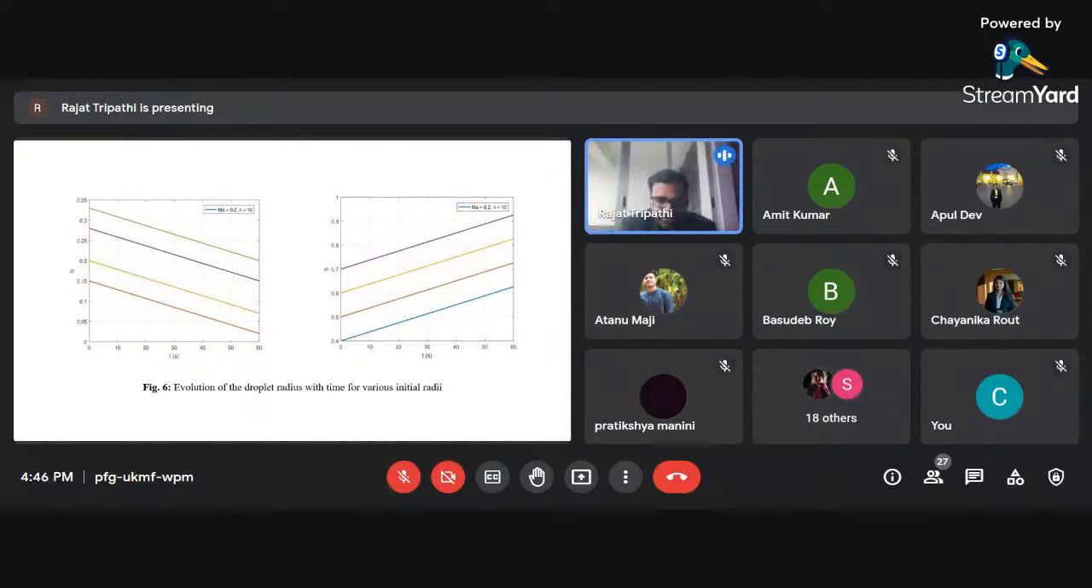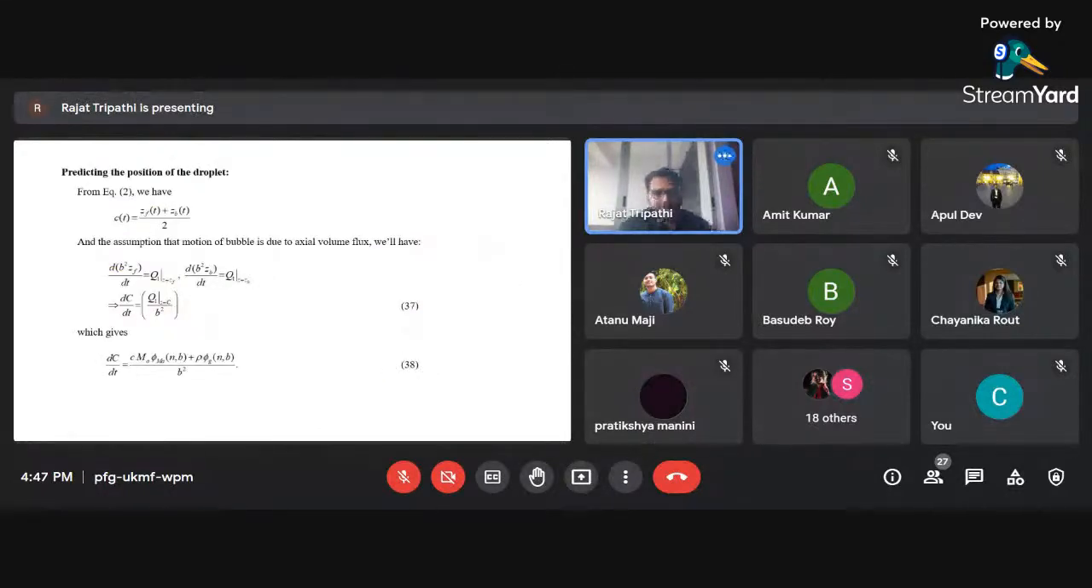Okay, let us now predict how the position of the bubble will change. You have this bubble in the tube. Let's say this is at z equal to zero. Let's say the front end of the bubble is denoted by zf and the back end is denoted by zb. So let us now see how the position of the bubble, or the droplet, will change with time.